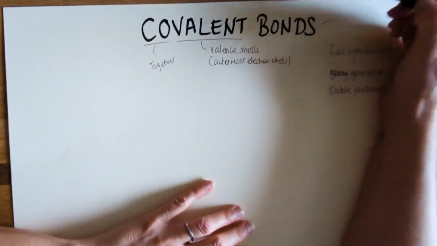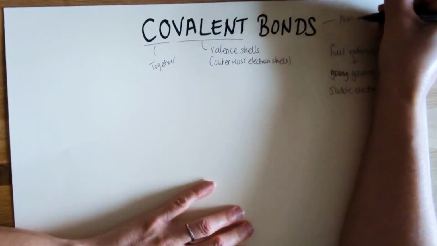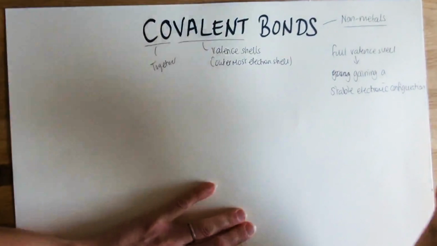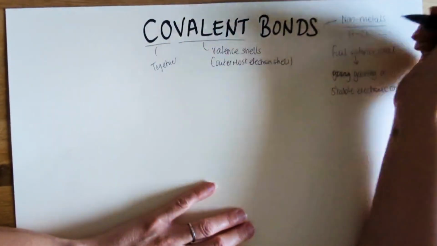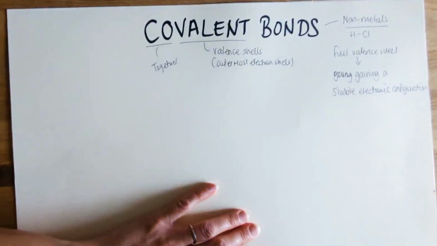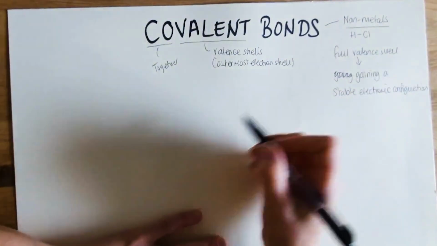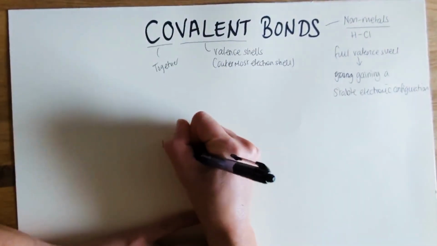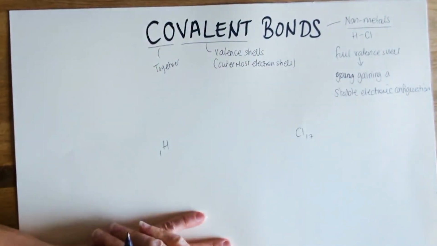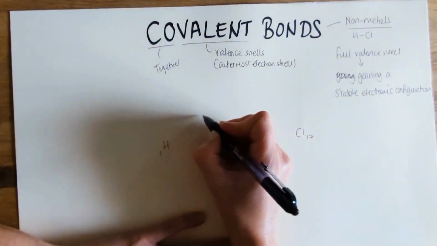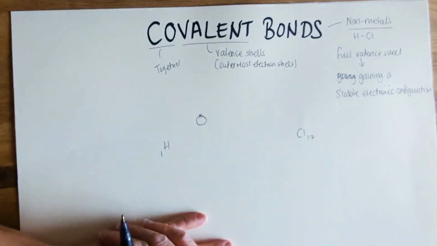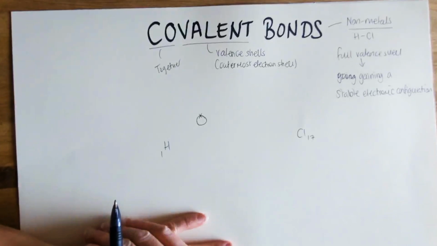Covalent bonds occur between non-metals only. Okay, so for example, hydrogen and chlorine. Let's look at that particular example. Hydrogen has 1 electron, chlorine has 17 electrons. So let's draw the electronic configuration. Hydrogen, 1 electron, goes in the first shell, that's all it has.